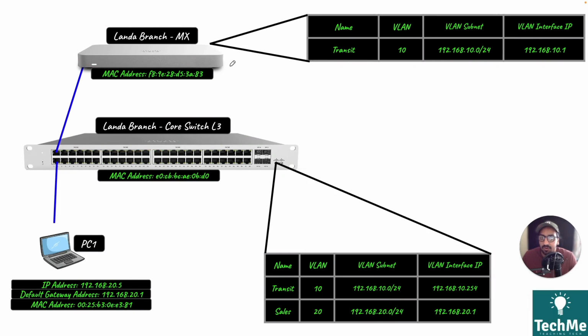In this video, what we're going to be doing is creating a static route on the MX telling it how to reach the Sales VLAN, which is hosted on this layer 3 core switch. At the moment, the MX doesn't know how to get to VLAN 20, which means when PC1 sends traffic to the switch and the switch sends traffic to the MX, it will go to the internet, that's fine, but then when it comes back, the MX will drop the traffic because it doesn't have a route. So it doesn't know how to send the traffic back to the switch.